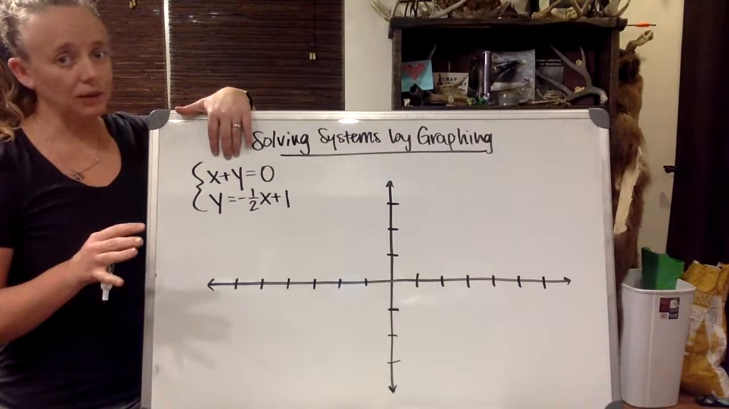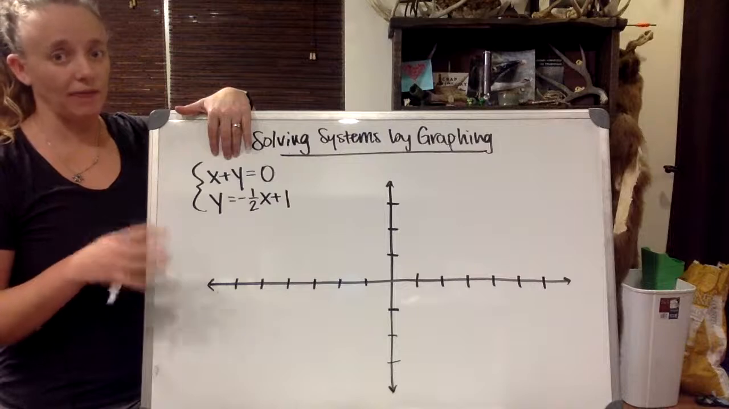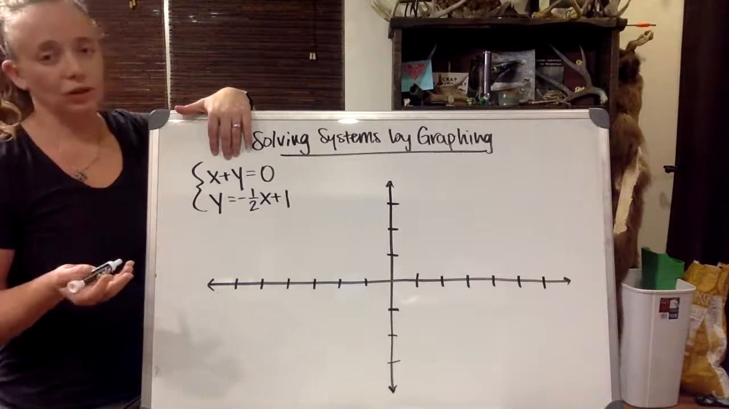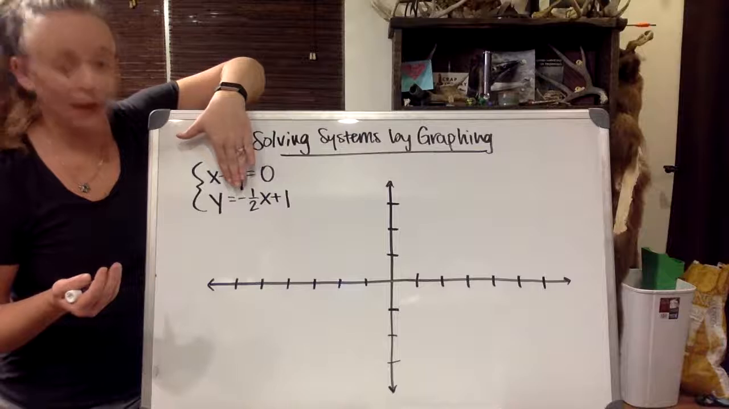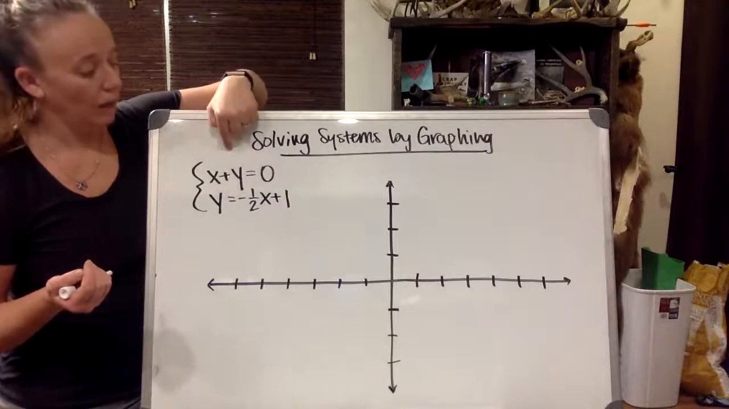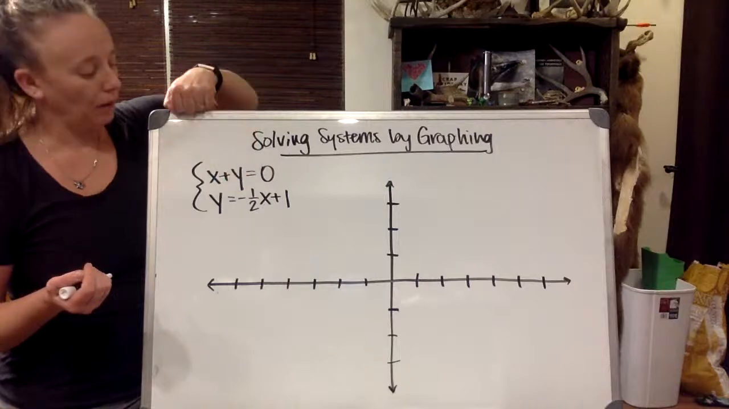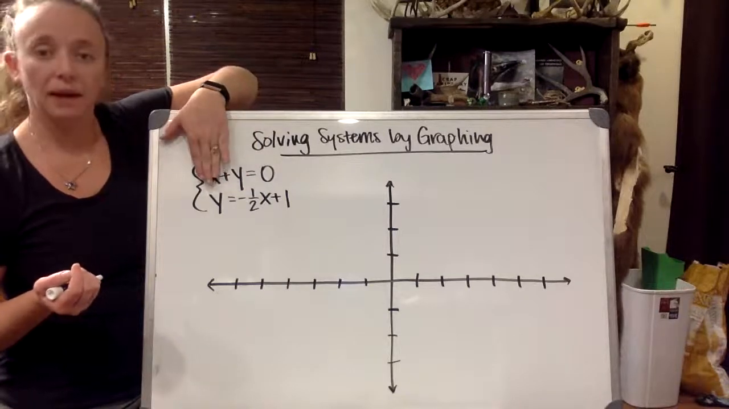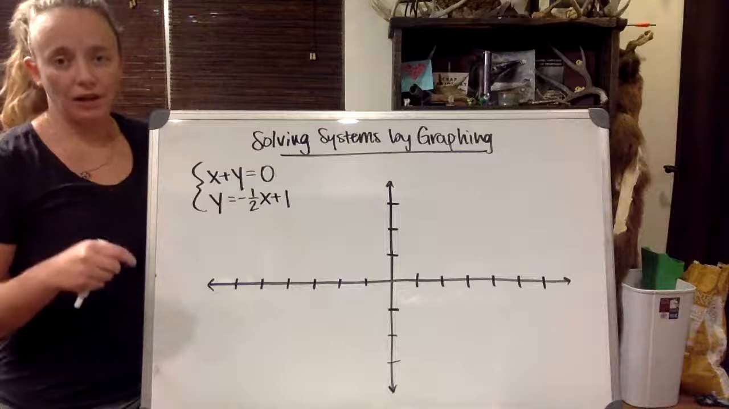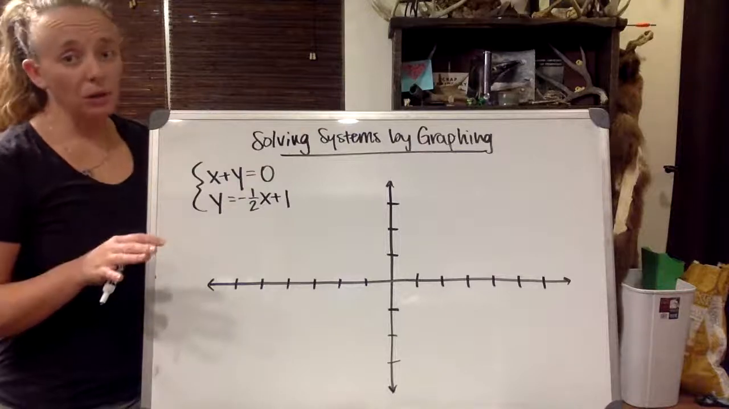I can either put this equation into slope-intercept form and graph it that way, or I can find the intercepts by using the hand method: I want to know what the x-intercept is, so I'm going to make y equal 0. I want to know what the y-intercept is, so I'm going to make x equal to 0. And I can figure out the intercepts and graph it that way. It doesn't matter which one you do.